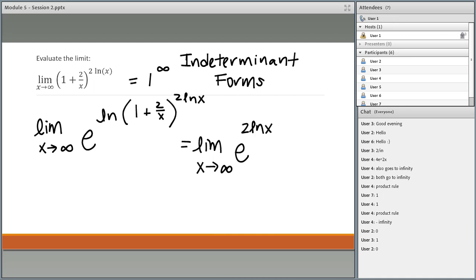So I have e to the 2 natural log x times 1 plus 2 over x. Excuse me, I left off the natural log by accident, sorry. So 2 natural log x I move to the front, and that leaves the natural log of 1 plus 2 over x.